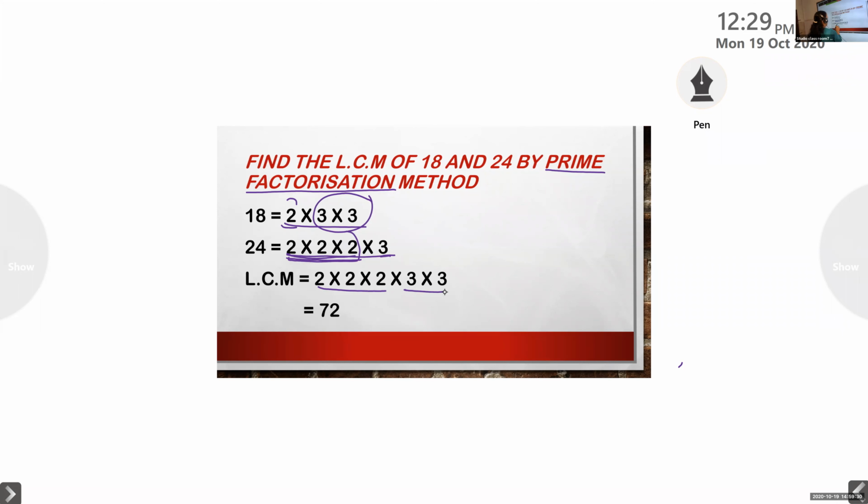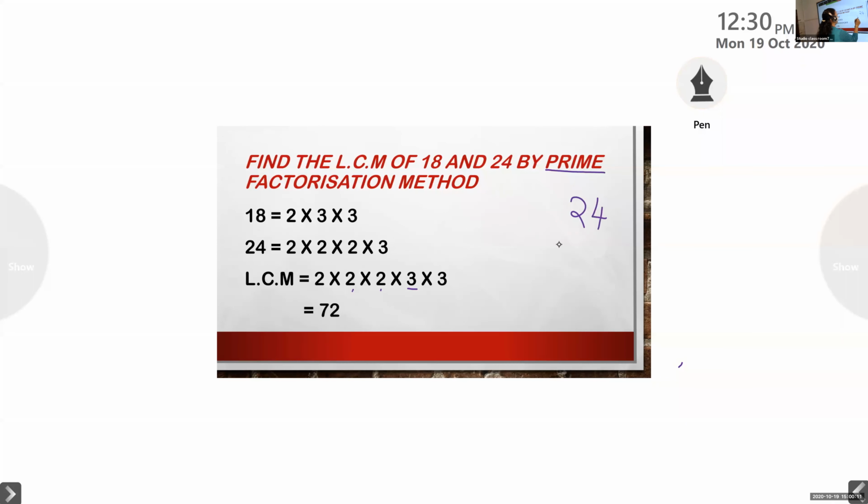Okay. Now can you multiply this and tell me, who can tell me? Adil. Yes, Adil. 2 into 2? 2 into 2, 4. 4 into 2 is 8. Okay. 8 into 3? 8 into 3, not 8 into 4. 8 into 3 is 24. Now 24 multiplied by 3.